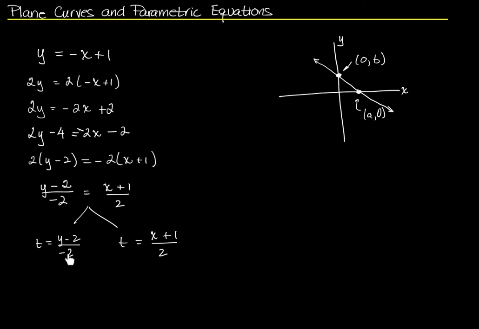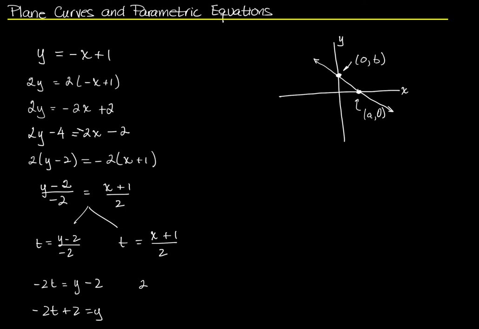I'm going to multiply both sides by negative 2. Here I'm going to multiply both sides by 2, and so on. So let's start with the first one. Negative 2t equals negative 2 divided by negative 2 times y minus 2. Now I'm going to add 2 to both sides. So I get negative 2t plus 2 equals y.